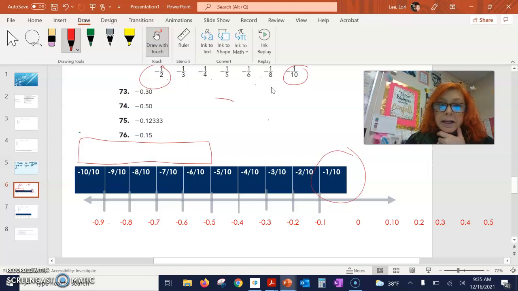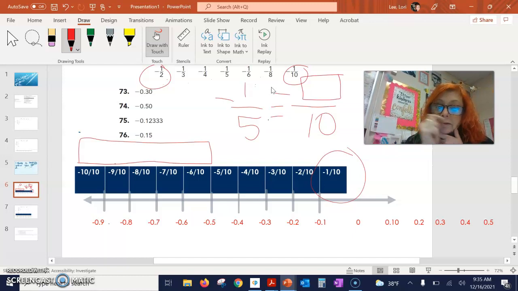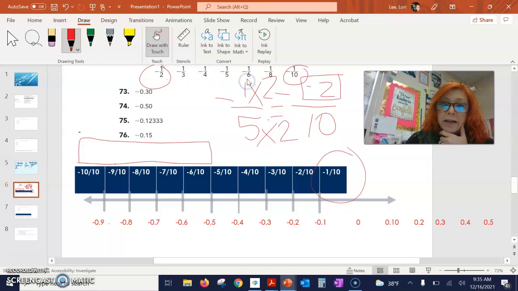Now, if I see negative 1/5, I should be able to tell that that's going to be negative something over 10. What would that be? Yeah, you're right. You're going to multiply this by 2, which means you have to multiply this by 2, which means this would be negative 2/10. So negative 1/5, I also already know where this is. So now I have a few fractions here that I don't know where they are. And they're not on my number line, and they're not on my fraction bar.